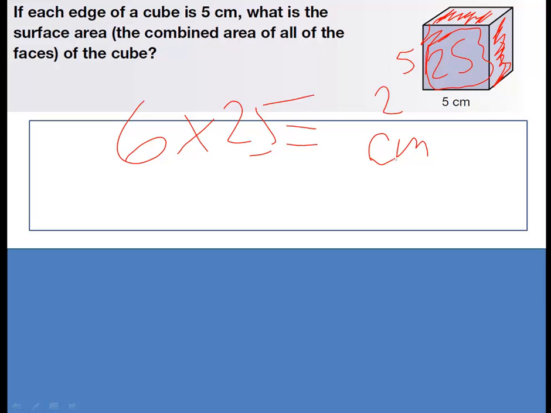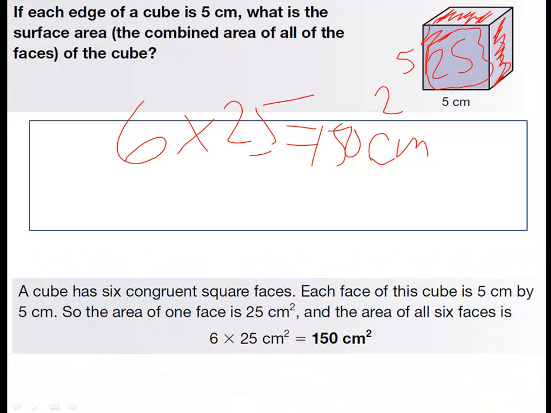Now I know 4 times 25 is 100. It leaves 2 more, which is 50. So this is going to be 150 centimeters squared. There you go. That's surface area. That's how you calculate surface area. If it asks you for surface area, you've got to figure out all the faces. You've got even the one down here on the bottom you can't see. You've got to remember it's there. It's not just the faces you can see. It's the whole surface area.